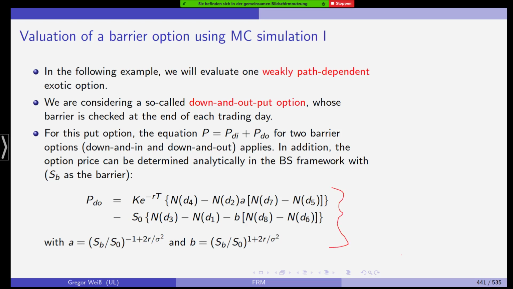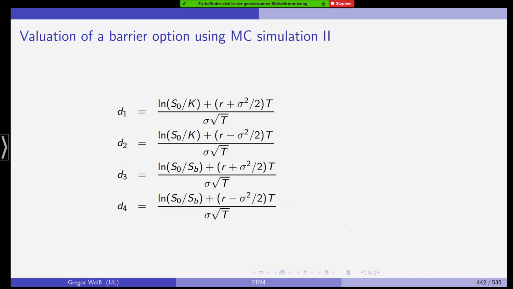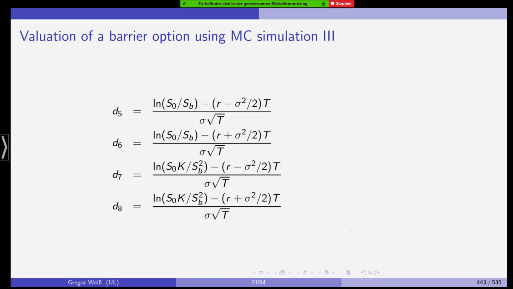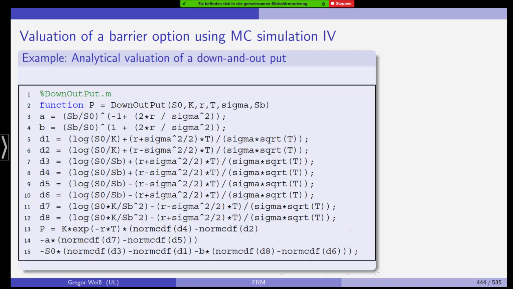It's an analytical solution, yes, but actually, as you can see, we now need 8 parameters to calculate from our initial ones, and the 1, 2, 3, 4, 5, 6, 7, 8 are given by these expressions. You don't need to remember these, but you simply need to know that a barrier option has an analytical Black-Scholes pricing formula. This is the down and out put. We take all these formulas, we code them in Matlab, and as you can see, this gives us the price of a down and out put.